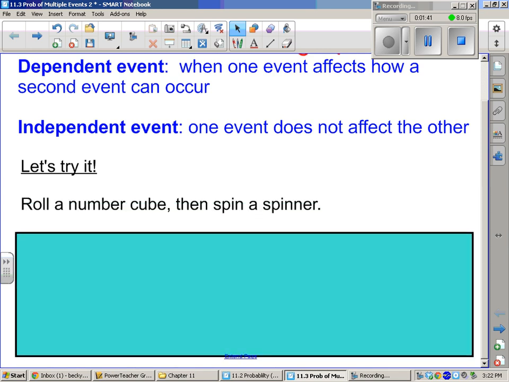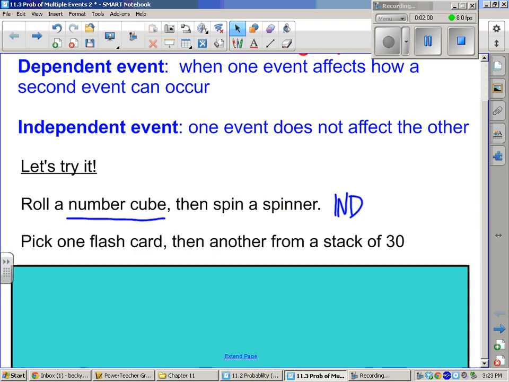So if I roll a number cube, what's a number cube? It's the same thing as a die, which is singular for dice. But your book calls it a number cube. Right. And then I spin a spinner. Do those affect each other? No. We can do one without worrying about what the other one is.